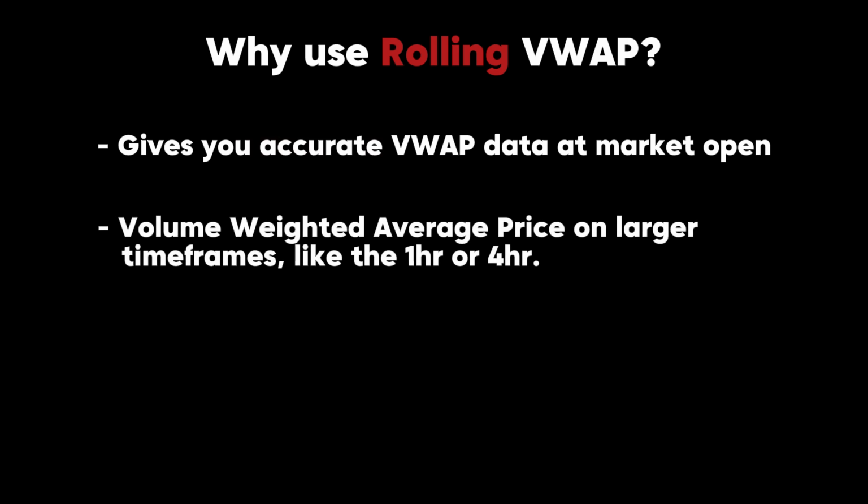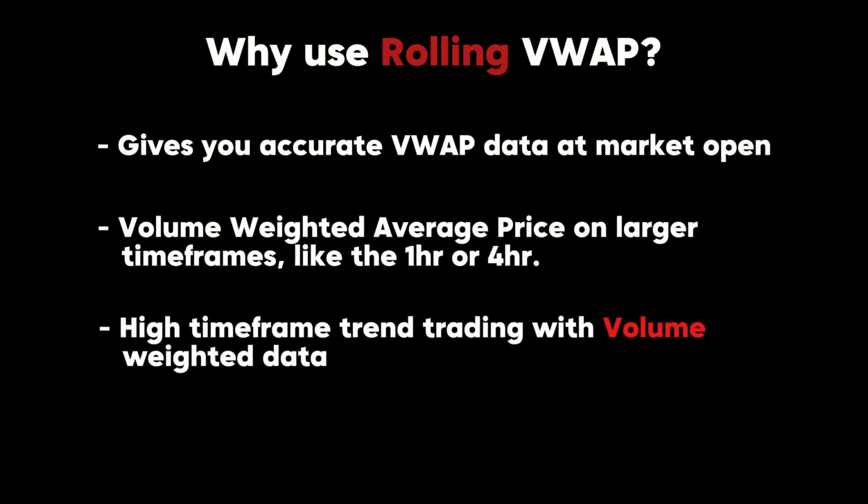Another potential reason is that you want to have a volume weighted average price over a larger time frame. Suddenly, now you can see what the volume weighted average price is relative to higher time frames such as the 1 hour or the 4 hour. This can be extremely useful to trade trends on higher time frames while factoring in the volume into the moving average. Now that we've covered each type of VWAP and how they work, let's talk about a super simple method of trading using this tool.